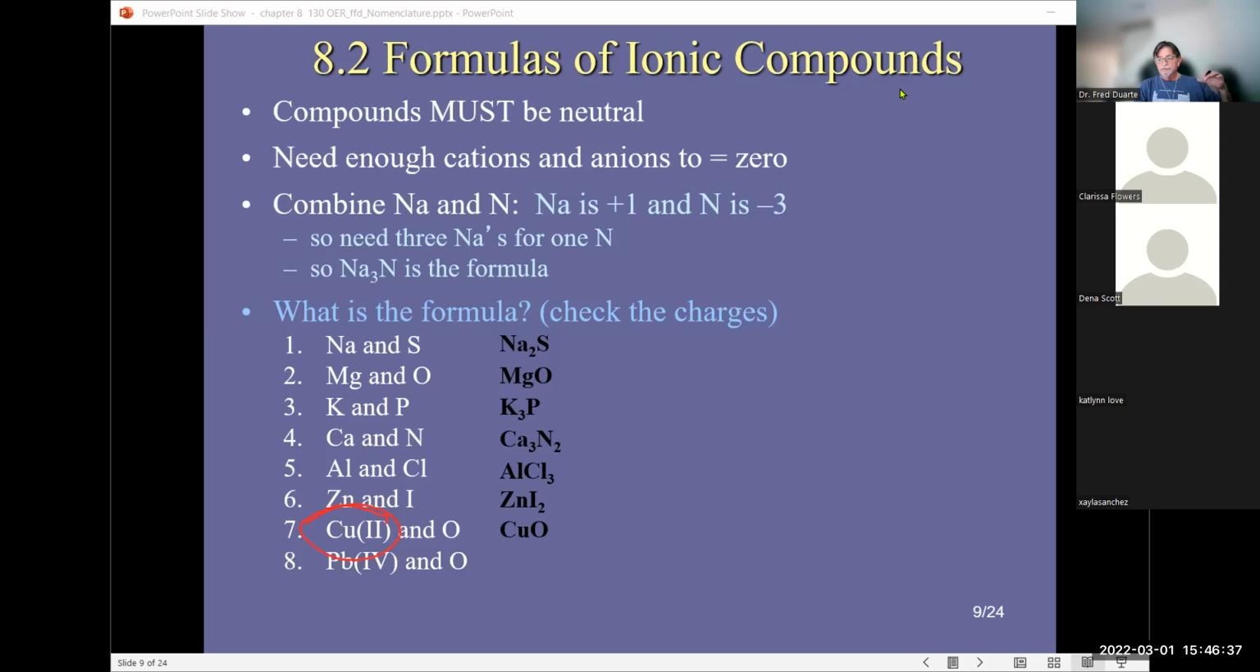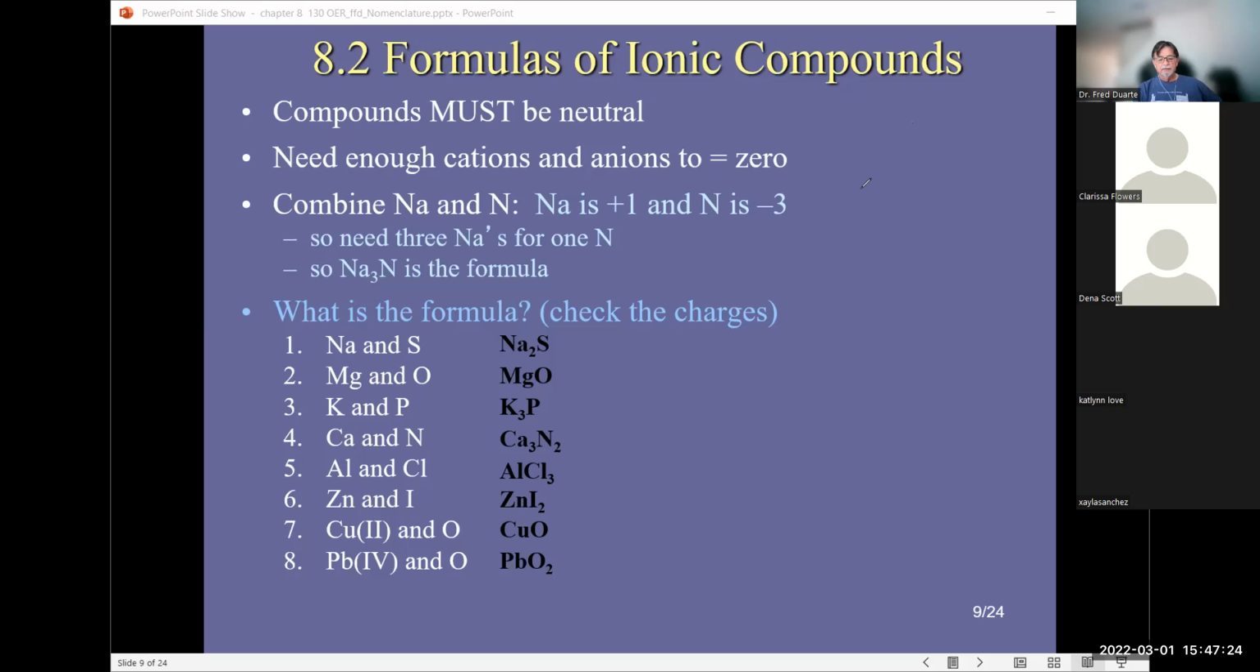Okay, take a look at this one here. Here they're telling you lead Roman numeral 4. That means that you are working with lead Pb +4. And the oxygen or the oxide is still the same. Nothing's changed there. So I put them both into ionic form, and then I have to add enough of each so they cancel out. So that means I need 2 oxides. So my formula would be PbO2.